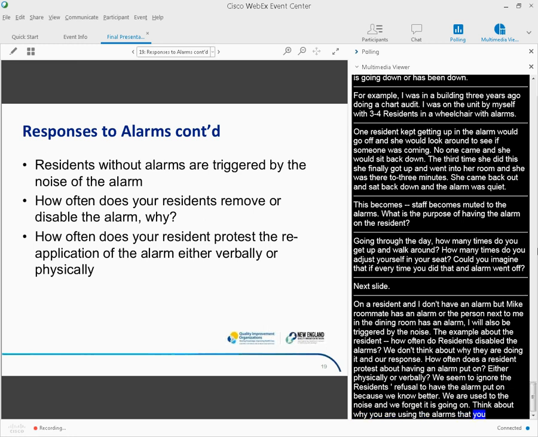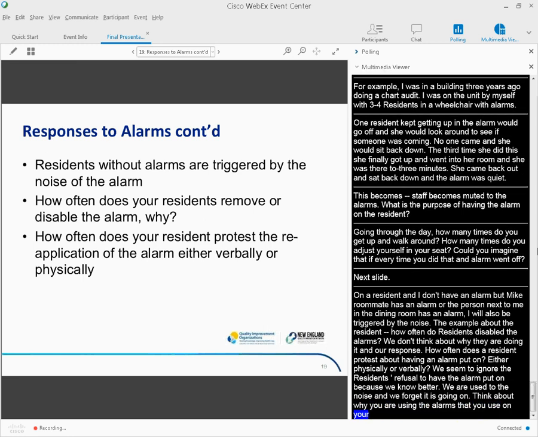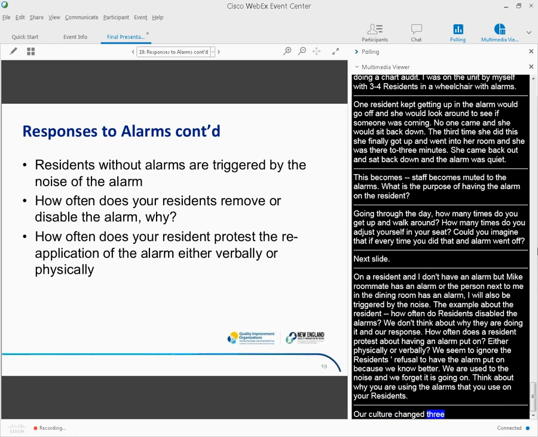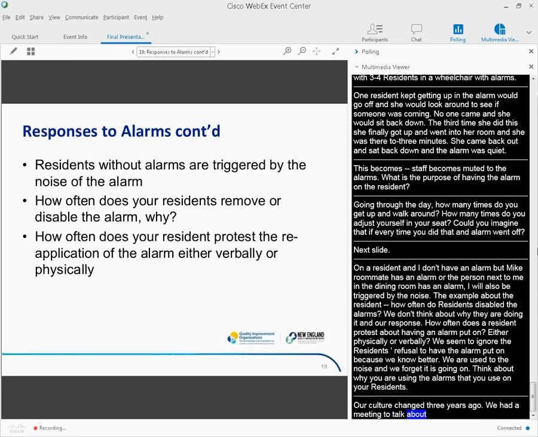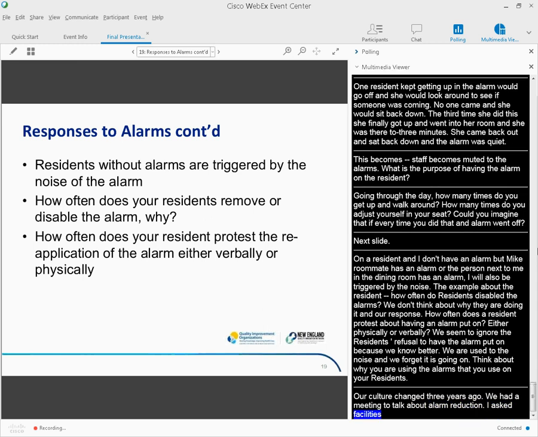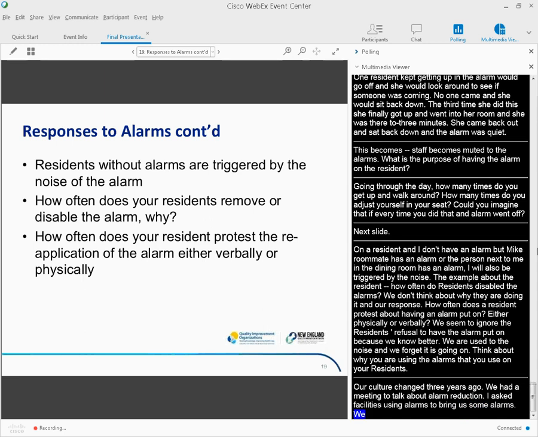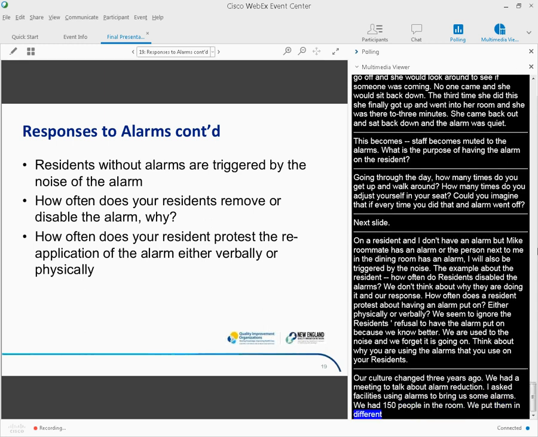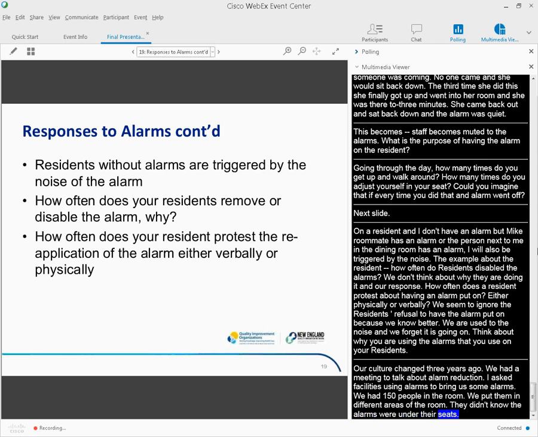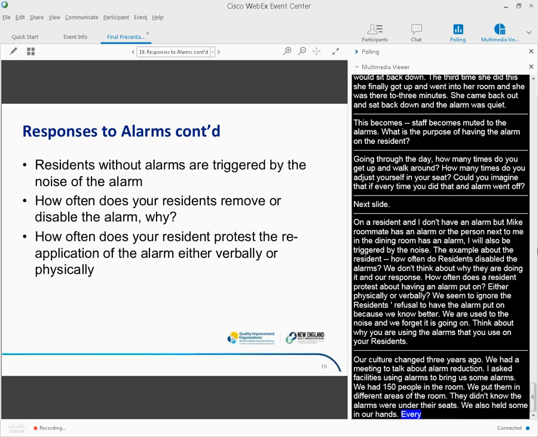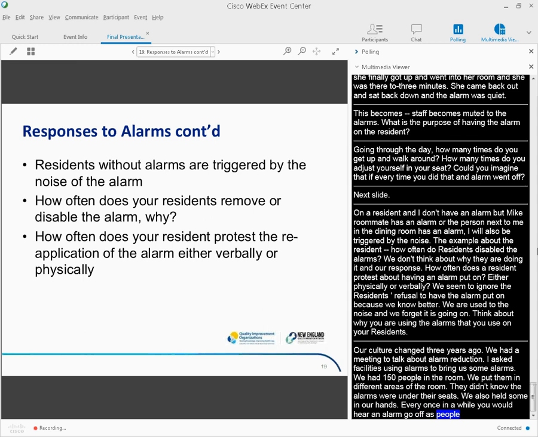Our culture changed about 3 years ago. We had a meeting to really talk about alarm reduction in our state. I asked facilities that were currently using alarms to bring us alarms, and we had about 150 people in the room. We put the alarms in different areas of the room. They didn't know that the alarms were under their seats, and we also had some in our hands. Every once in a while, you would hear the alarms going off as people were adjusting in their seats, and occasionally we would manually hit the button so the alarm would go off. This was a half-day session for us.